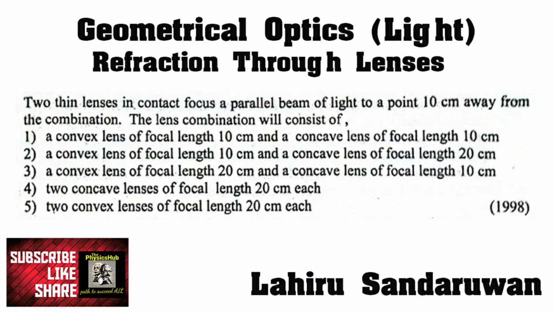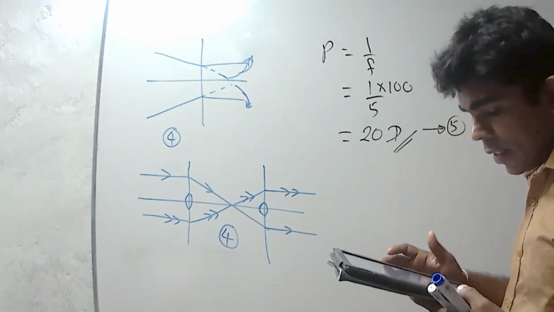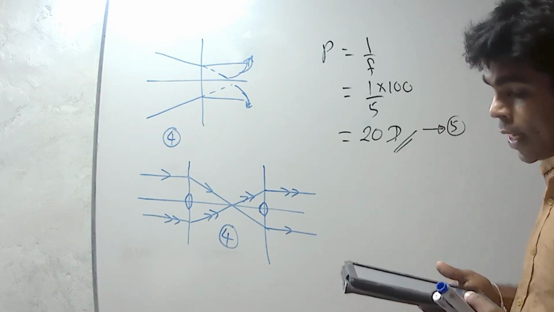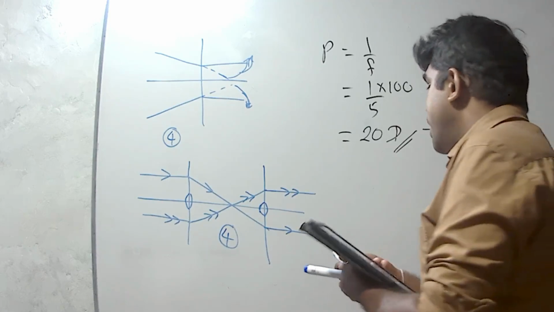Two thin lenses in contact focus the parallel beam of light to a point 10 centimeters away from the combination. The lens combination will consist of. They have given focus point. It means focal length should be 10 centimeters of combination.